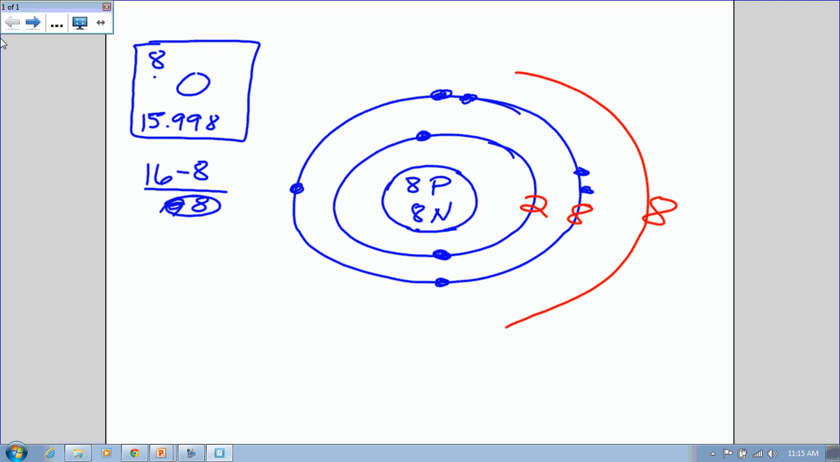So let me give you one more. Let me randomly pick one of these. Okay, we're going to do boron. That's 10.811. Okay? So from here, what do I do first?